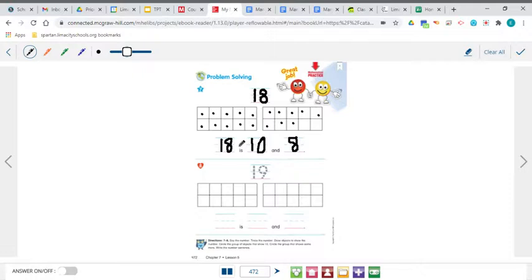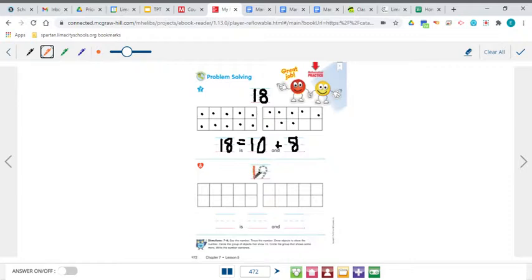Make sure you understand that this is kind of filling in for the equals sign. 18 equals 10 and 8. And the word and is kind of standing in for your plus sign. So you could say that 18 equals 10 plus 8. You're saying exactly the same thing. You're just using either words like is and, or the symbols equals and plus. So let's go ahead and do another example before you go practice on your own.